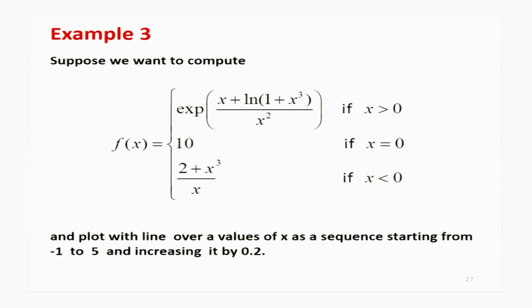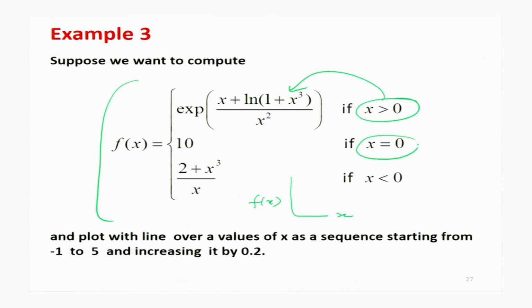Okay, now we consider one more example, and you have seen this type of function in mathematics. Our objective is this: I want to make a plot between x on the x-axis and f(x) on the y-axis, right? So what this function is saying is that it has divided the range of x into 3 parts. When x is greater than 0, the function is given by this expression. When x equals 0, the value of the function is 10. If x is negative, then the value of the function is obtained by (2 + x^3)/x.